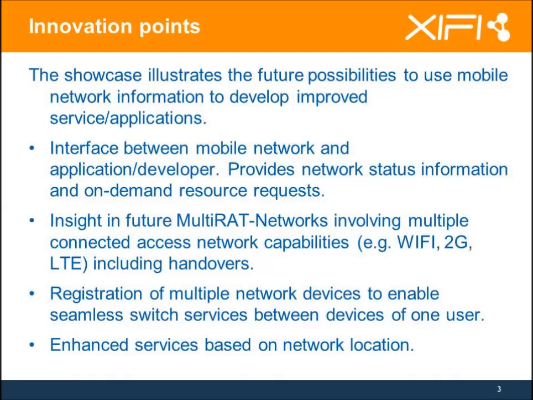And for this, we are running a multi-radio access network inside Sci-Fi in the Berlin node, providing different access network capabilities like Wi-Fi, 2G, and LTE. UMTS will be provided in the future. And you can use this to switch between these access networks. And inside this network, it's also possible to register multiple network devices of one user. And this enables switching the services between the devices of one user inside this network. And this is pretty cool.